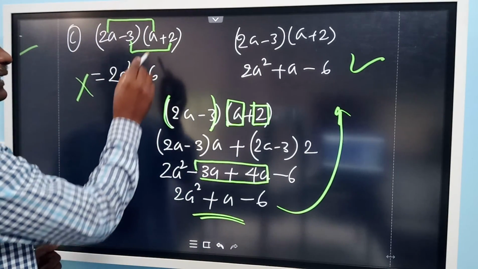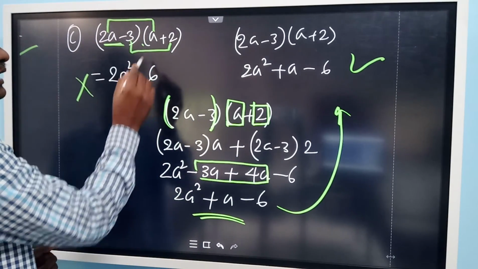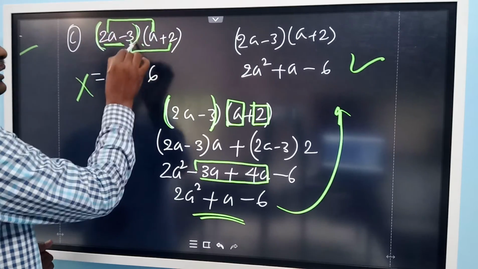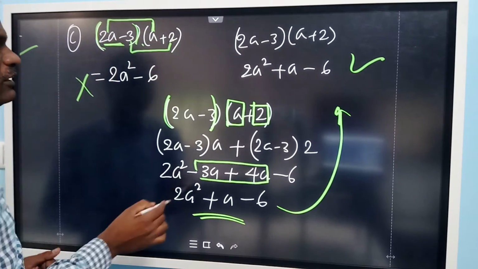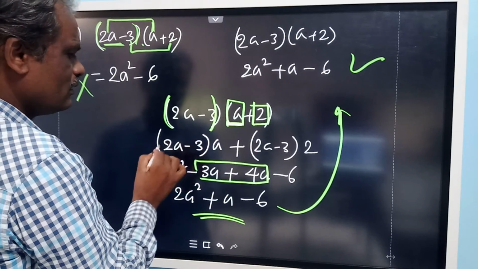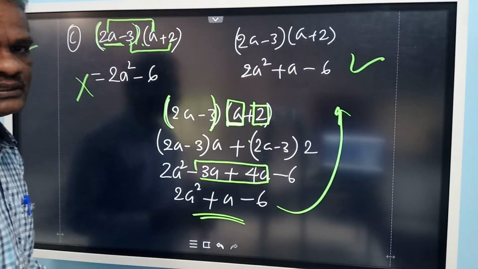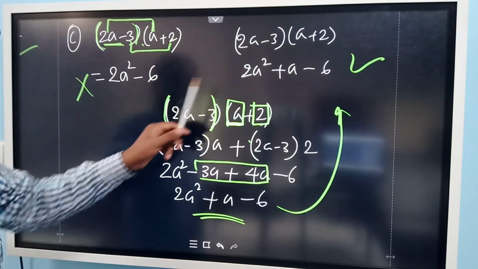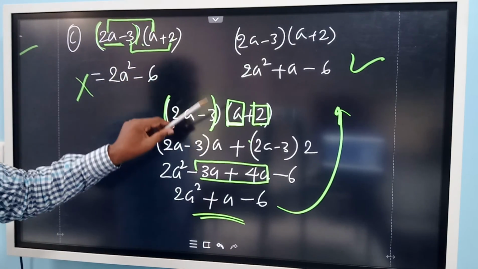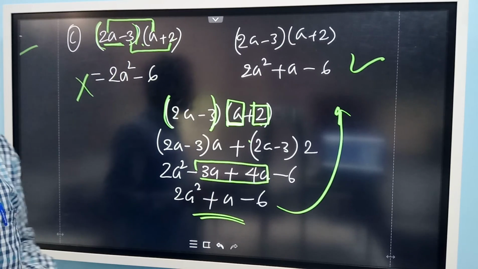So when you are multiplying this binomial with a binomial, a should be multiplied to both and 2 also should be multiplied to both. See, select a and multiply to both. Select 2 and multiply to both the terms. So it is not one to one, we have to multiply every number or variable to both the terms of the other expression.